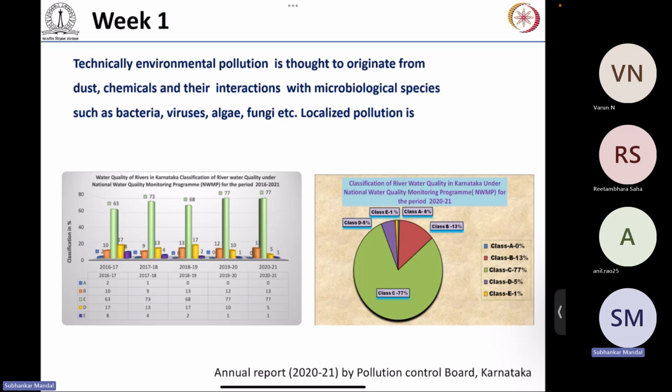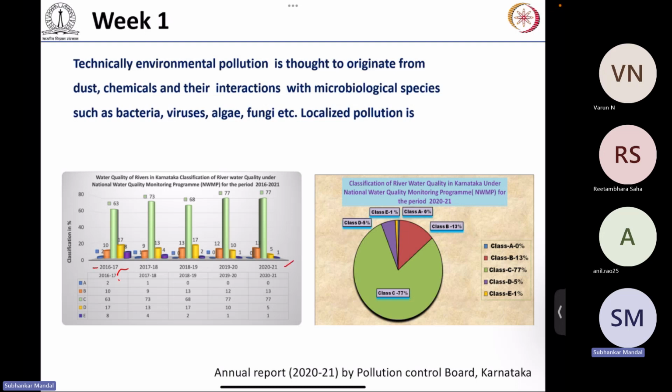That kind of thing shows where the pollution is coming from. This is one of the diagrams we showed, the annual report by the Pollution Control Board of Karnataka. As I am staying in Bangalore, I took that information. This is the pollution level of different river waters, like Kaveri, Godavari, and how the water is getting polluted with a time scale of 2016 to 2021.